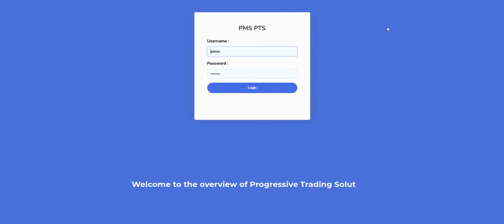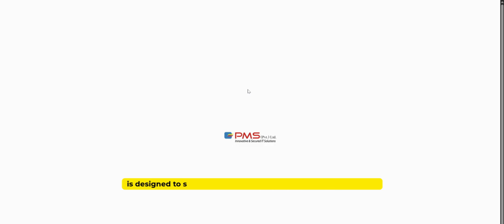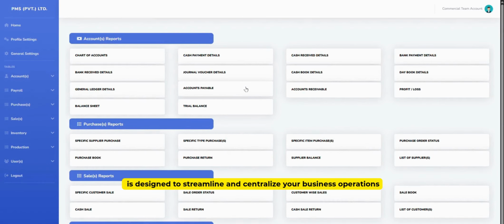Welcome to the overview of Progressive Trading Solutions, or PTS. Developed by PMS Private Limited, this comprehensive ERP system is designed to streamline and centralize your business operations.